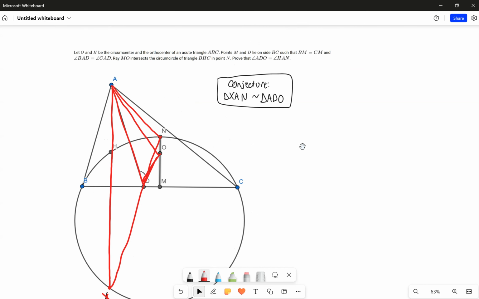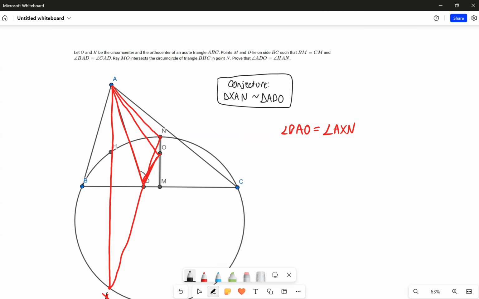So the first step in proving these two triangles are similar is to try finding another angle, because we always like getting more angles because that will give us better stuff. So looking at the angles here, it seems like proving that angle DAO is equal to angle AXN is doable. So let's prove that angle DAO is equal to angle X, which is angle AXN.